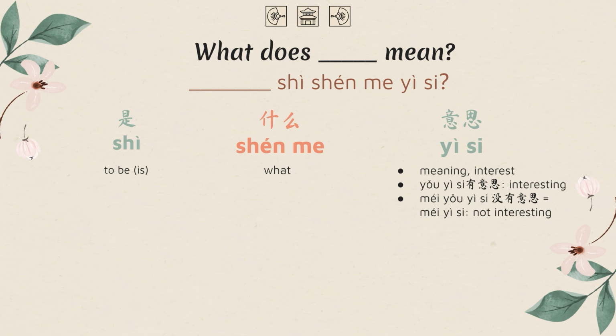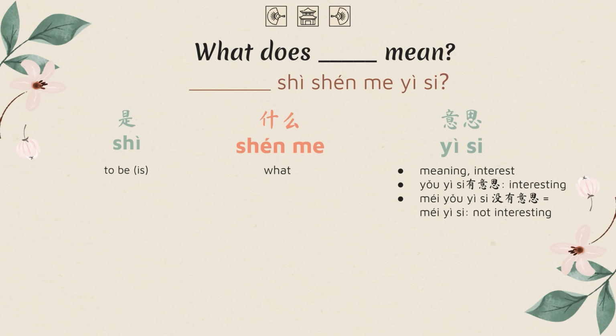For example, she is very interesting. 她很有意思. This book is boring. 这本书没有意思. 书 means book. 本 is the measure word for book. So 这本书没有意思. So going back to this sentence, 是什么意思 is what meaning.